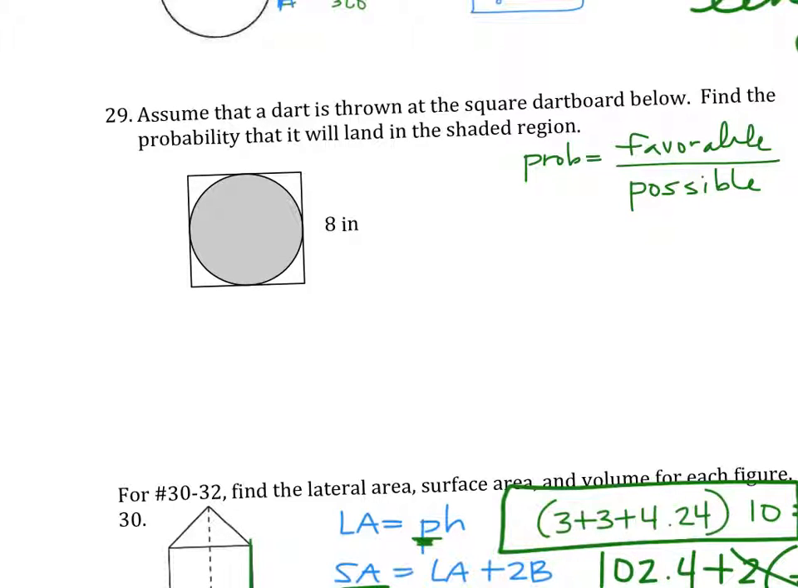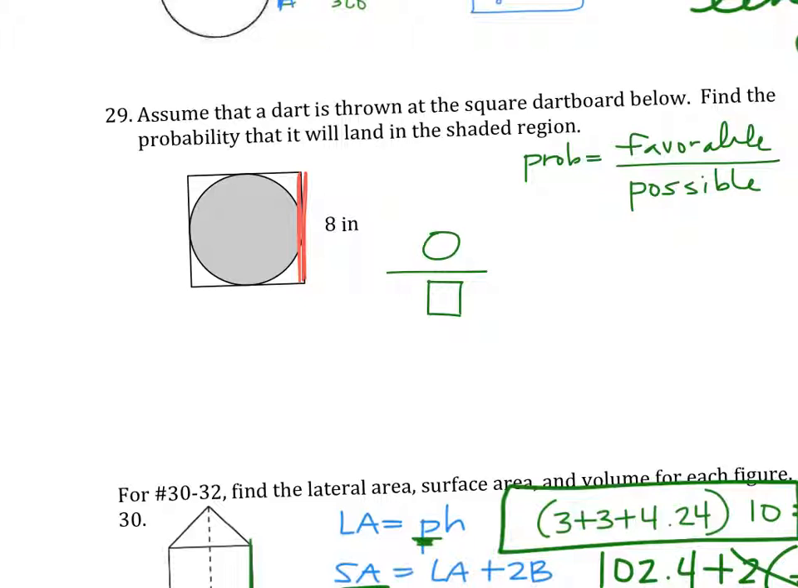What is your favorable right now? Circle. The circle. Whatever shaded is your favorable, okay? So we're looking for the area of the circle would be my favorable. And what's the total possible? The square. The square. Okay, so circle over square. So what you're going to do is find the area of the circle and divide it by the area of the square. All you know is that this length is 8.